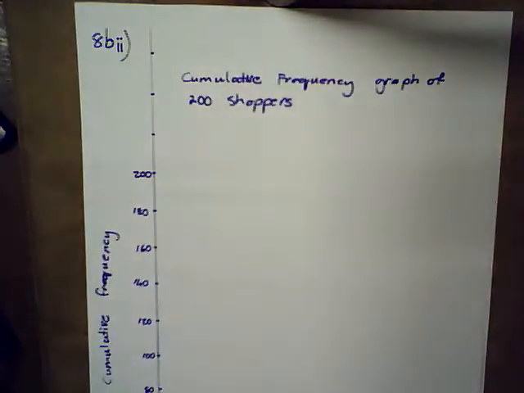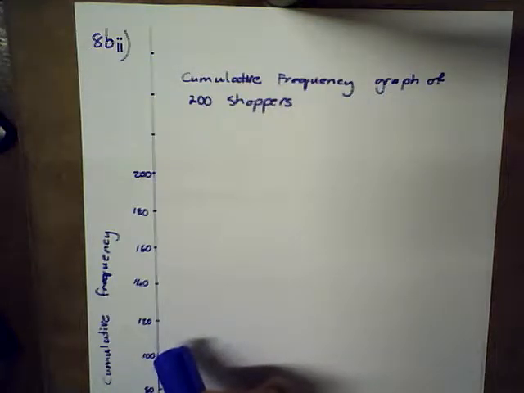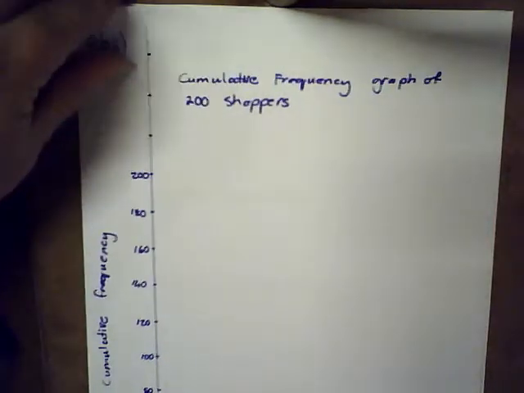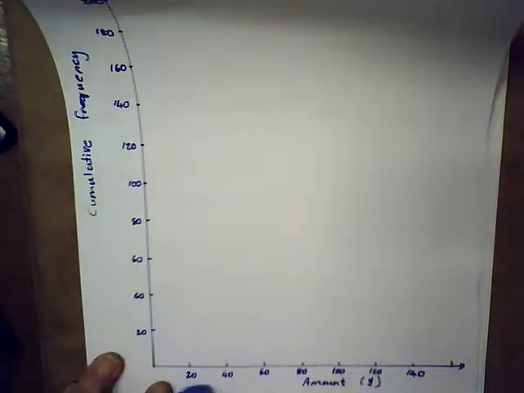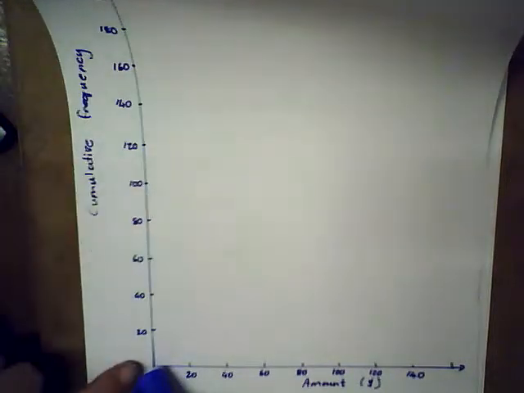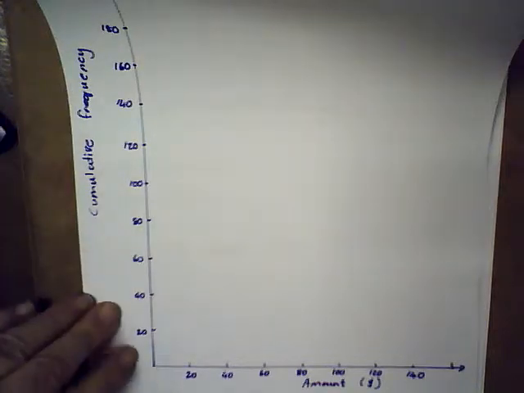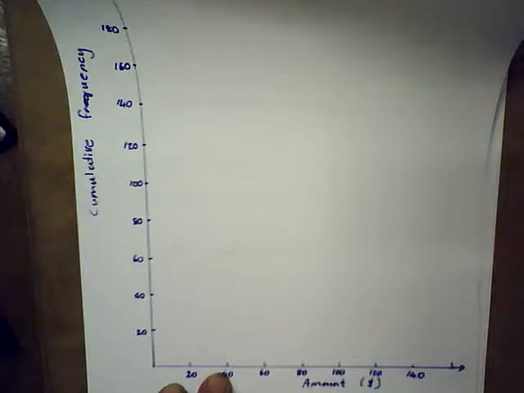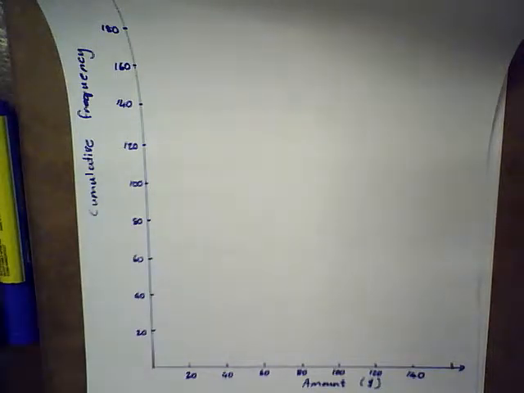Okay. Now they ask us for 8B2, using a scale of 2 centimeters to represent $20, the amount there at the bottom. Sorry, make it up a bit. Okay, the amount, $20, 2 centimeters for $20, and 2 centimeters each to represent 20 shoppers. And I've done the shoppers there. So this is cumulative frequency, and this side is my amount. And now I have to draw the cumulative frequency graph on this information. So I'm just going to do that.